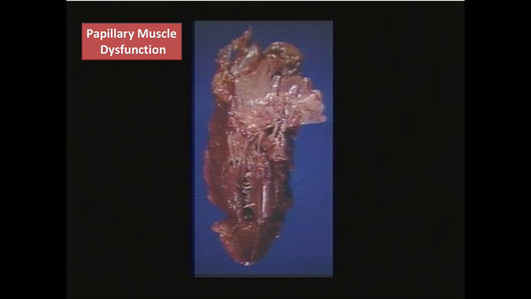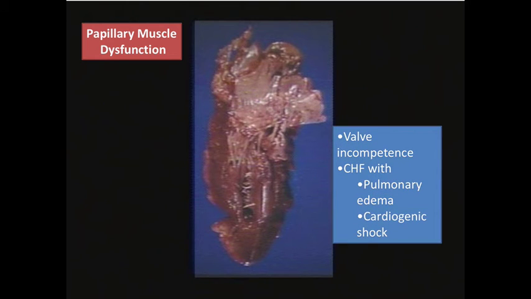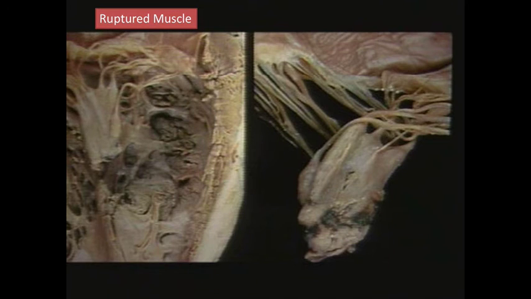Okay, papillary muscle dysfunction. If the infarct is located in the inner wall of the ventricle and the papillary muscle actually ruptures, then that can cause valve incompetence, because the papillary muscle's job is to anchor the valve leaflets. That can then cause heart failure with pulmonary edema and cardiogenic shock, especially if it's a significant papillary muscle dysfunction. Here's a picture, the same picture, but you can see it close up. This whole chunk of papillary muscle is free, and that's a very incompetent valve.